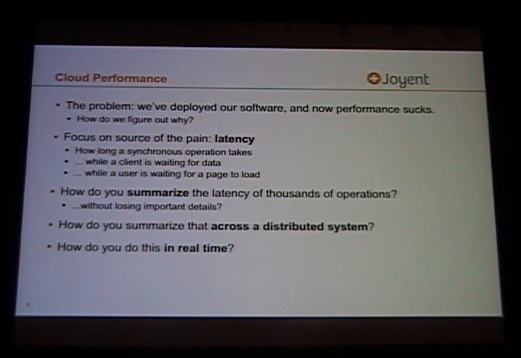So being able to measure latency, the problem is how do you summarize the latency of thousands of operations without losing important details? So the sort of performance escalations I work on involve latency for this database is very high. We have some outliers that have a full second of latency, or we have latency to this Apache server is very high. And averaging latency doesn't work so well, and I'll go into some screenshots to emphasize that. How do you summarize that across a distributed system?